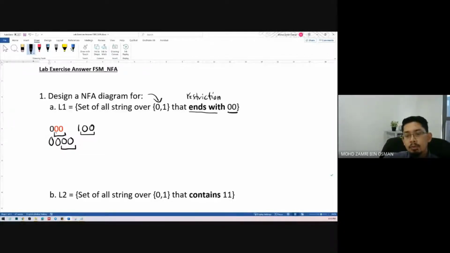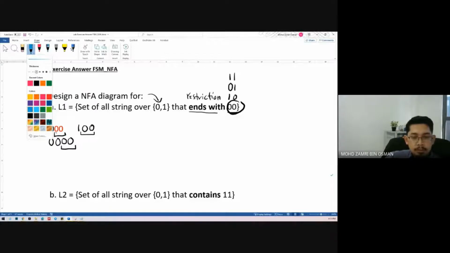Instead of 0, 0, the end of the string here might be something like 1, 0, or 0, 1, and maybe 1, 1, or something like that. Depends on the question given here. But the question given here is end with 0, 0. So how can we use these restrictions in order to draw a diagram?